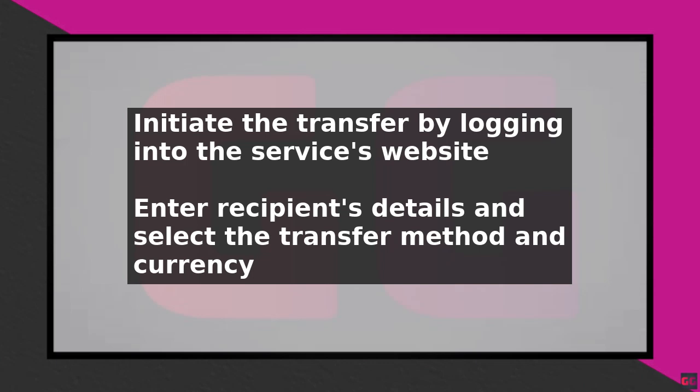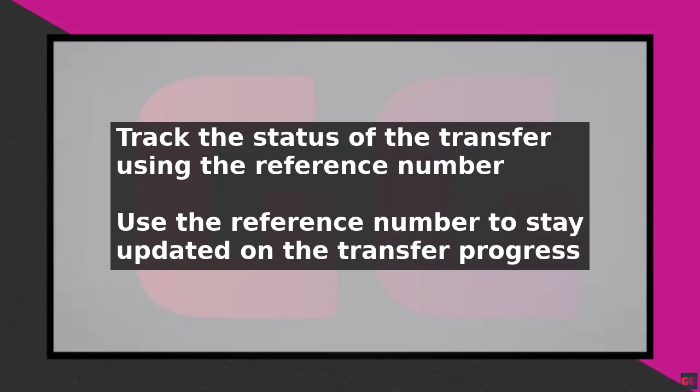The service provider will then process the transfer and send the money to the recipient's bank account in London. To track the status of the transfer, use the reference number provided by the service provider. This will help you stay updated on the progress of the transfer and ensure that the money reaches the recipient safely.